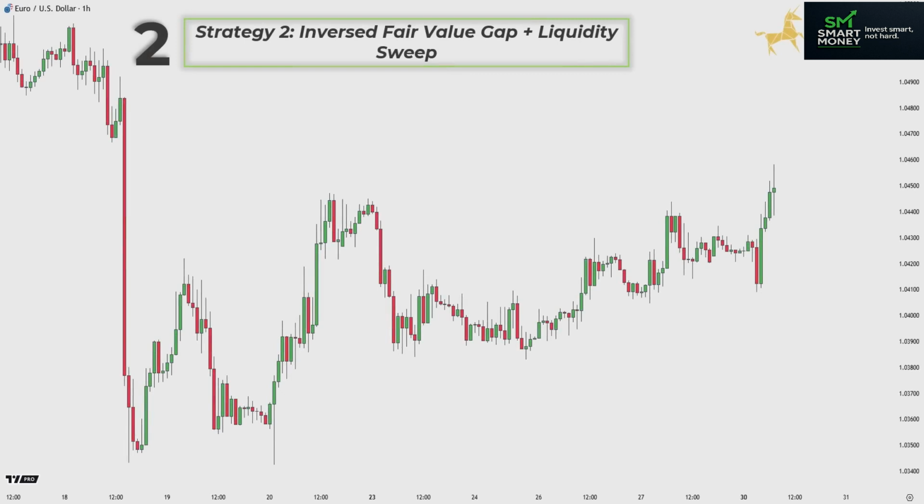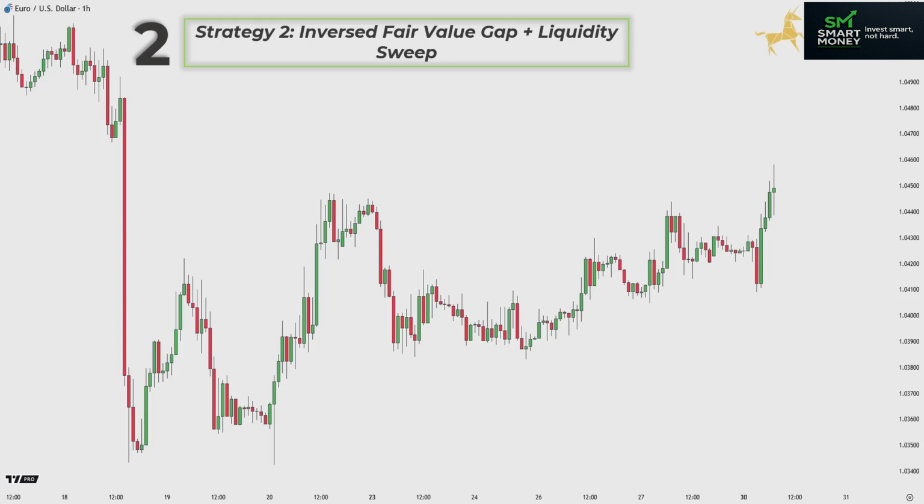Now let's move on to the next advanced trading strategy, which is built around inversed fair value gaps. In this setup, we combine the concept of violated FVGs, also known as inversed FVGs, with liquidity sweep patterns to form a high probability and profitable strategy. Let me walk you through how to use this model effectively in your trading.